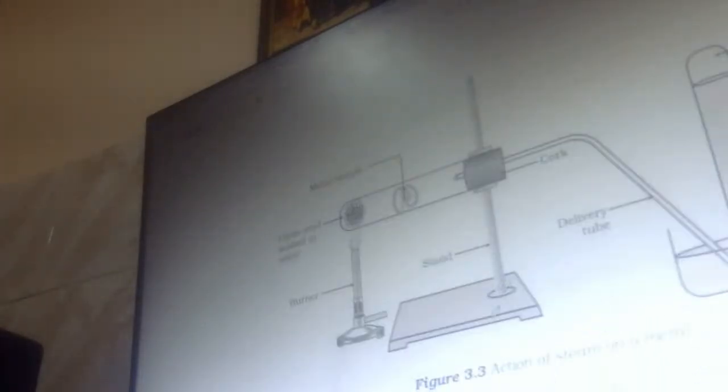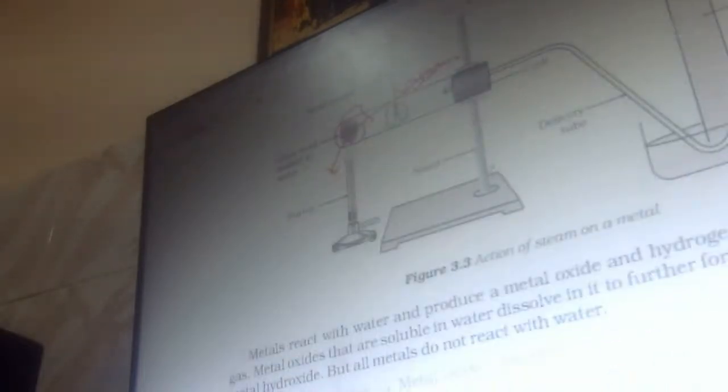With water. This is steam on a metal. Glass wool. What does glass wool do in here? Glass wool soaked in water. Oh, when you heat the glass wool, the water comes out as steam. So you don't have to boil water in a vessel and all those complicated things.